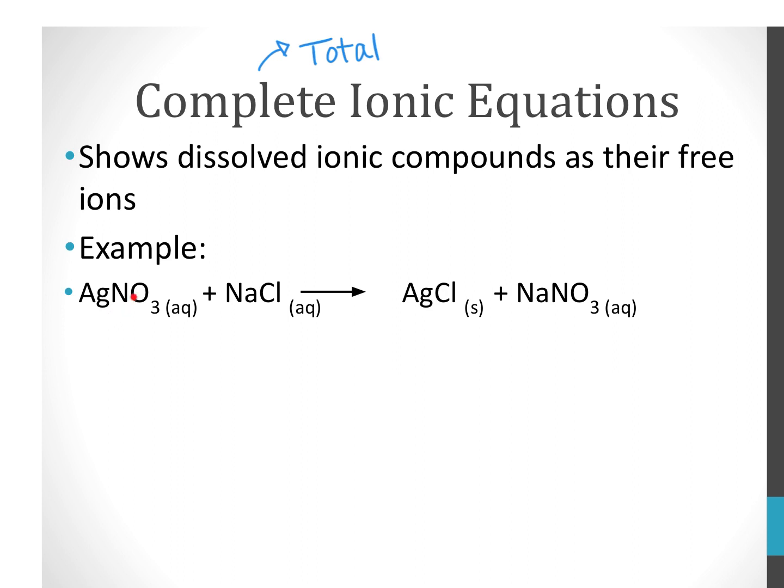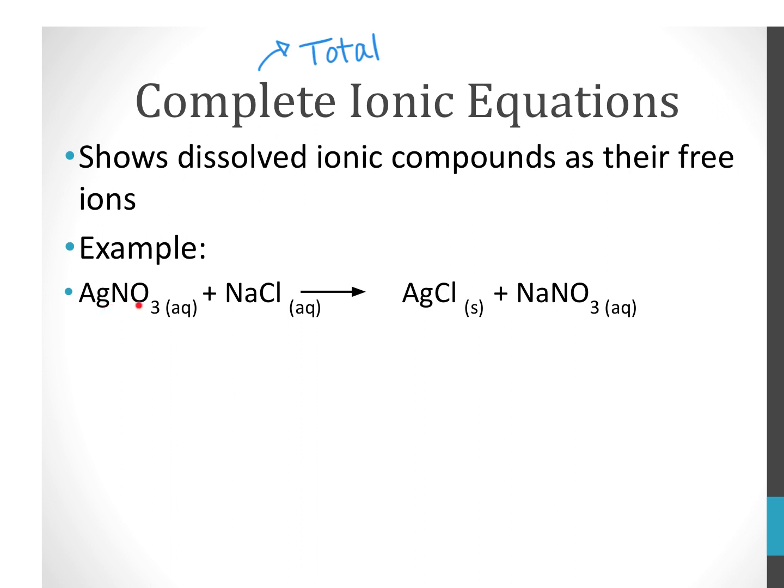We have silver nitrate plus sodium chloride gives us silver chloride plus sodium nitrate. Go ahead and copy that down. This will be our reoccurring theme. Okay, so we're going to write that complete ionic equation together.